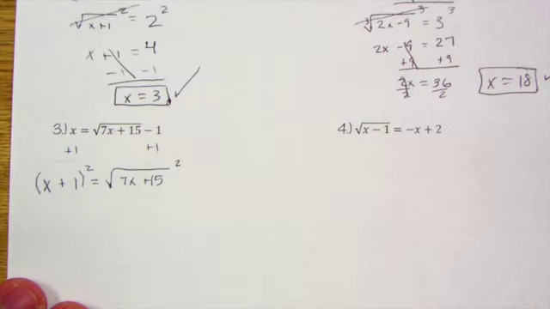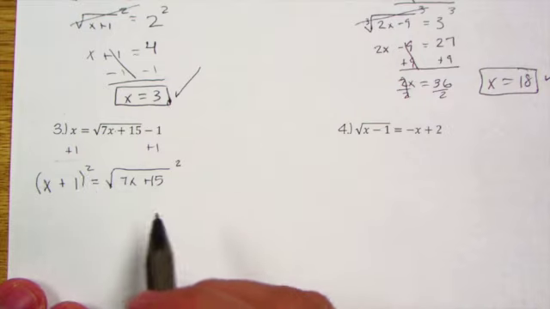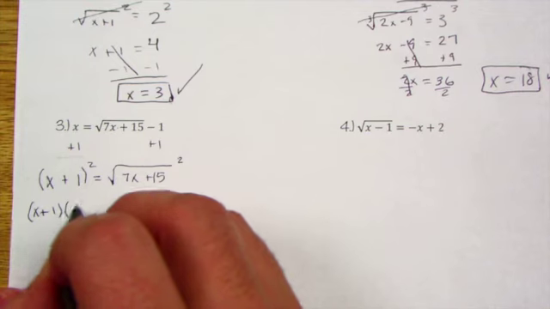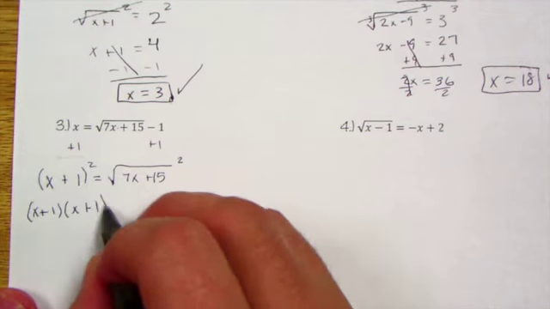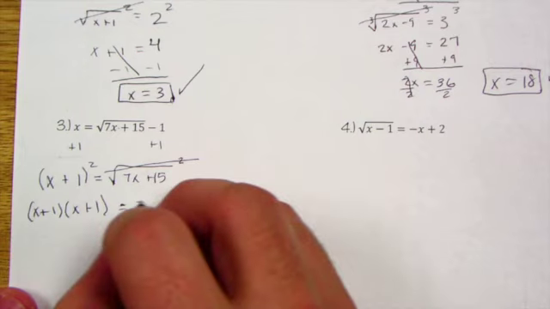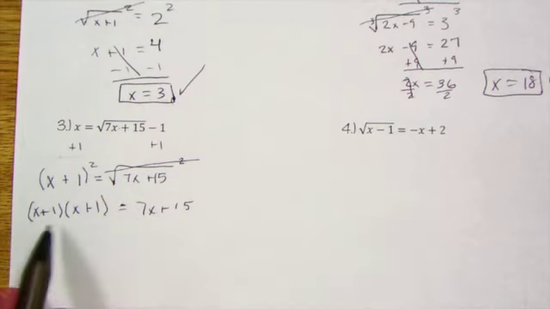You should understand by now, at this point in time, that x plus 1 squared is not x squared and then 1 squared. It means that there's 2 of them. So this is x plus 1 and x plus 1. Now this over here will get rid of the radical, leaving you with 7x plus 15. But over here you have some work to do.